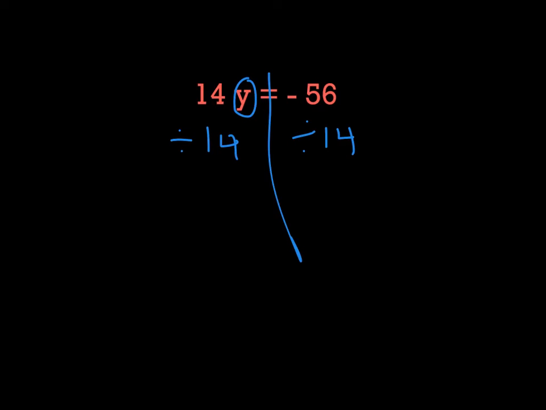And 14 divided by 14 is going to cancel out. It gives me 1. So 1y equals, and negative 56 divided by 14 is going to give me 4. And we have a negative divided by a positive, which gives us a negative. So y equals negative 4.